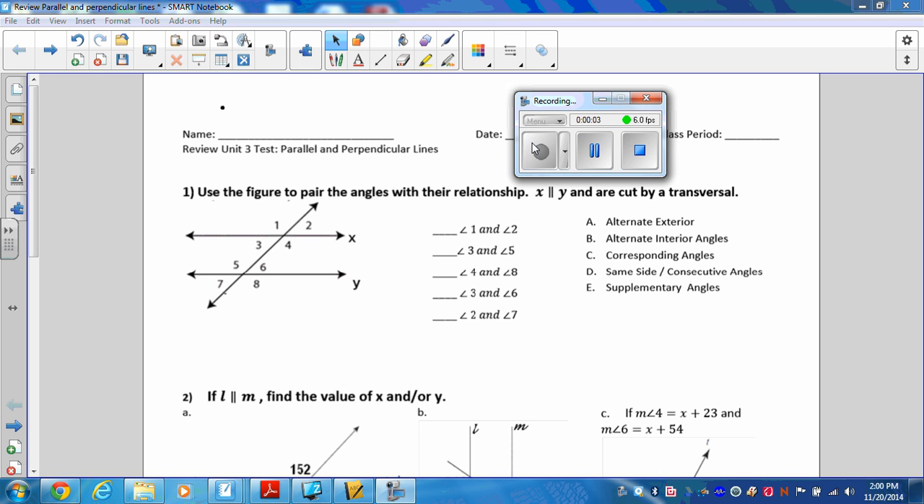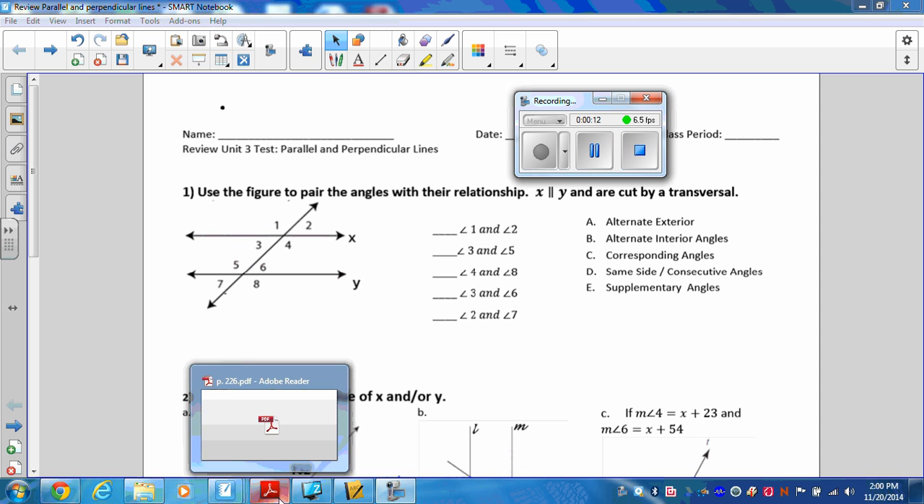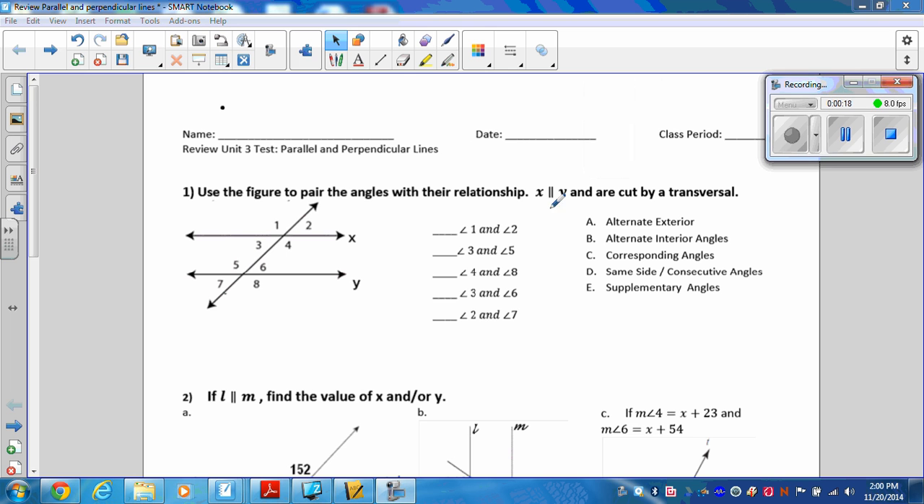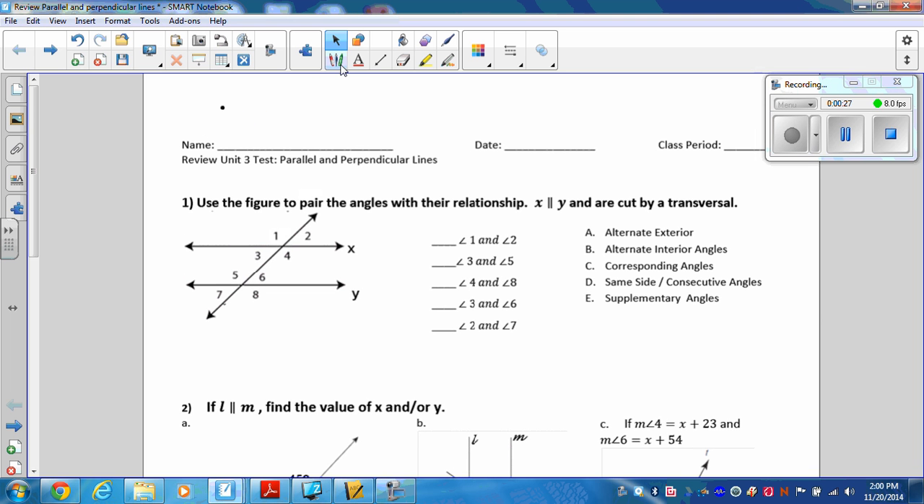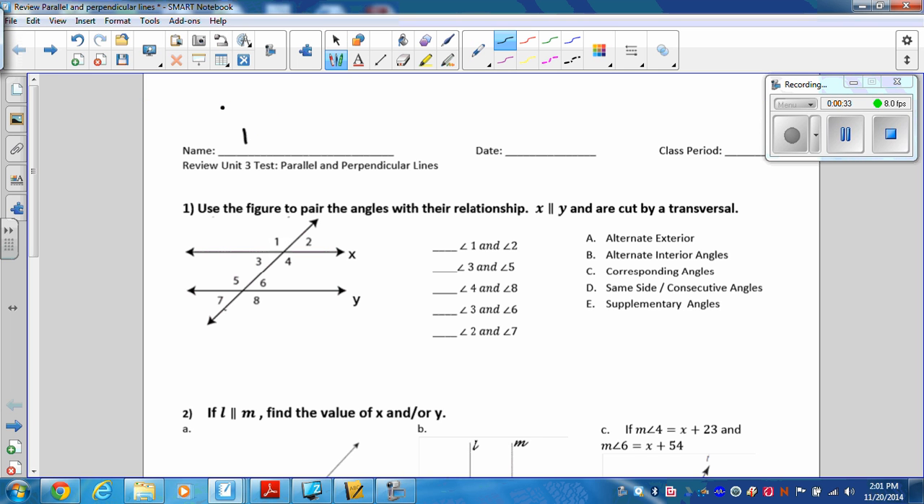This is part 1 of our review for the test on parallel and perpendicular lines. So in this figure, we have eight angles, and remember the angles come in sets. Remember it says that x is parallel to y and they're cut by the transversal.